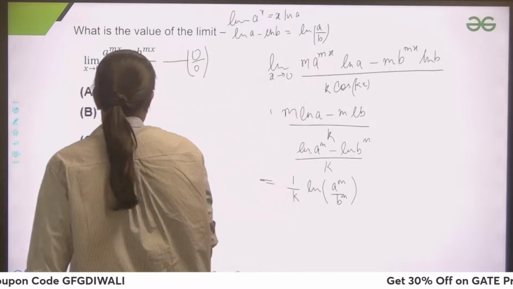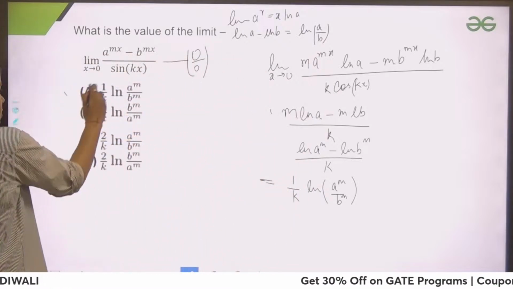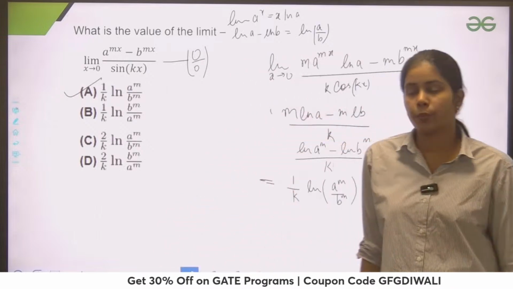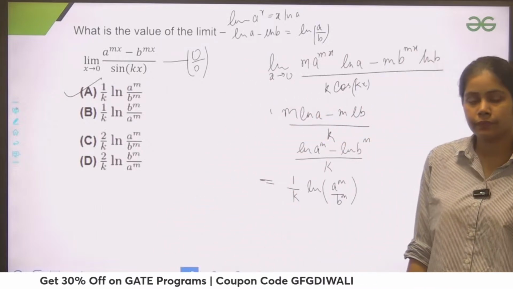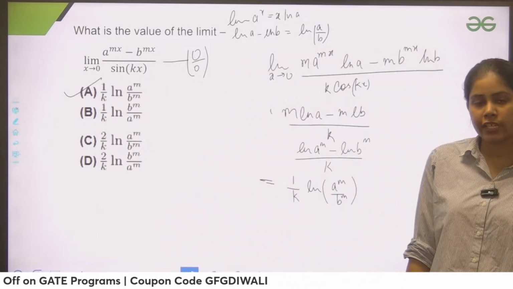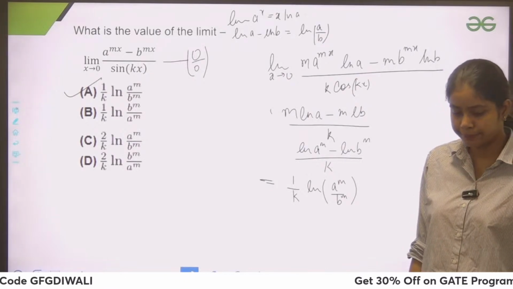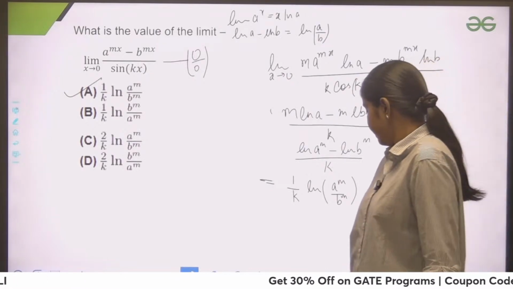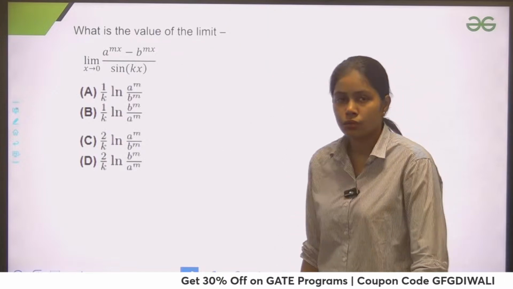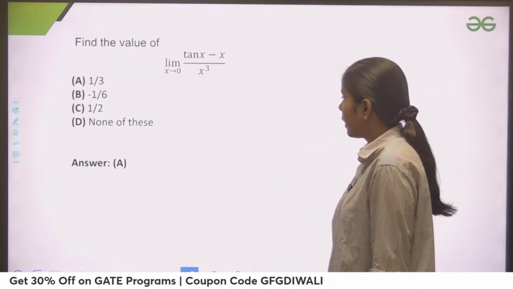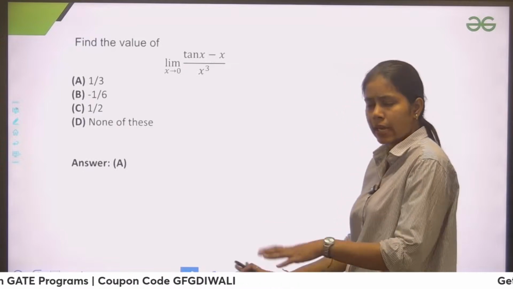Now I can match the option. So which option matches? Option A matches my answer. So here option A is correct. Let me know if there is any confusion now. Why is option A correct? If not, we'll move to solve the next question. Option A is correct here. Guys, the answer is already visible, but we'll see how to solve this question.